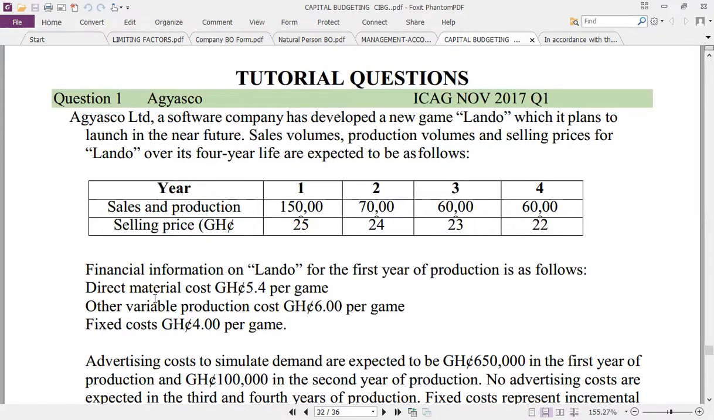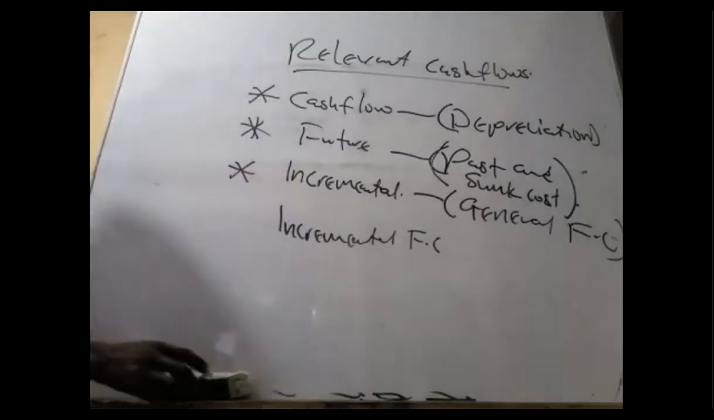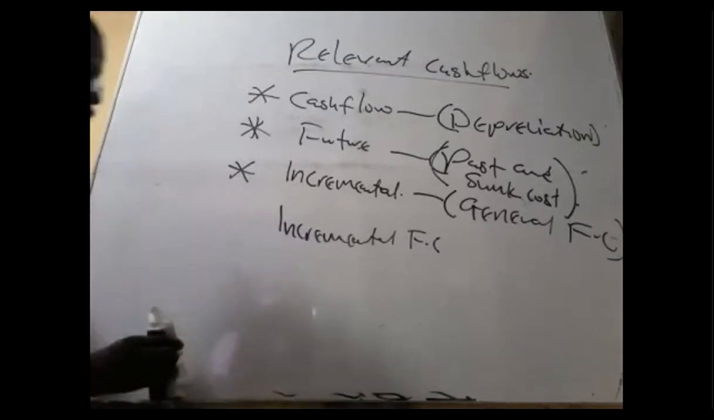Kindly sum all the variable costs together as one. So add the material cost of 5.4 plus the other variable cost of 6. So that will give us 5.4 plus 6. That should be 11.4 per game. That is all. Kindly do not add the fixed cost. Fixed cost and variable cost, we cannot combine them. So they must be on their own. So the variable cost, let's go to the board, provide some few workings there.